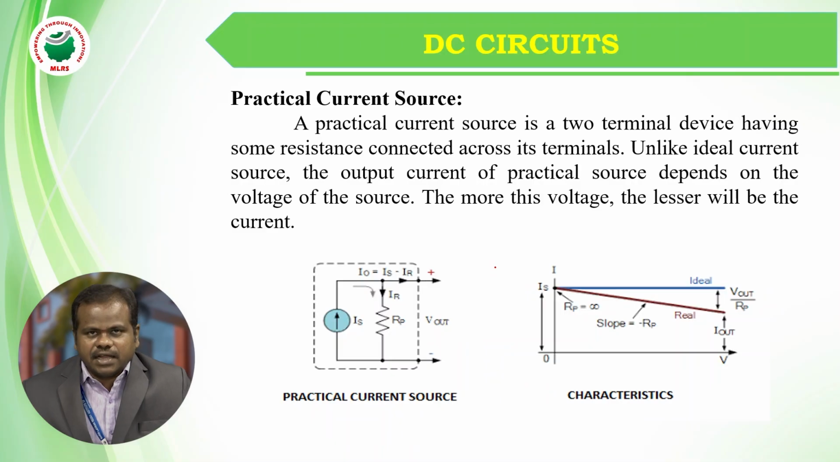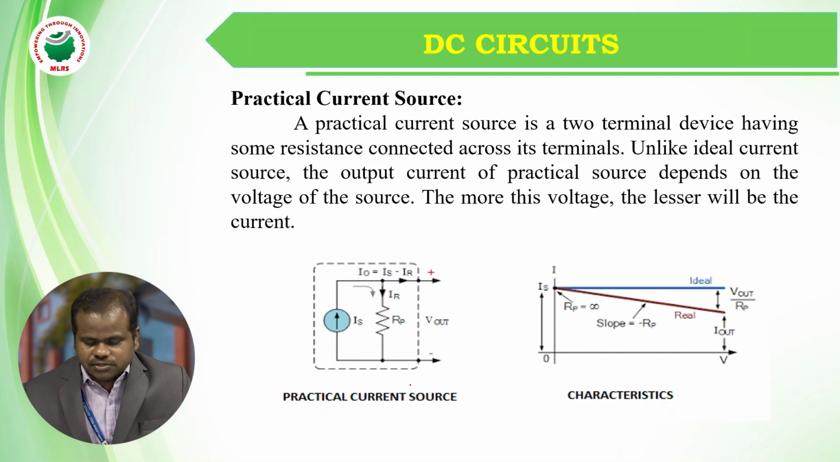So coming to the practical current source, a practical current source is a two-terminal device having some resistance connected across its terminals. Unlike an ideal current source, the output current of a practical source depends on the voltage of the source. The more this voltage, the lesser will be the current.